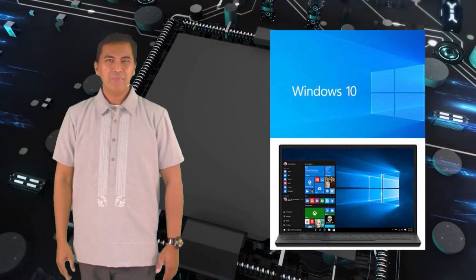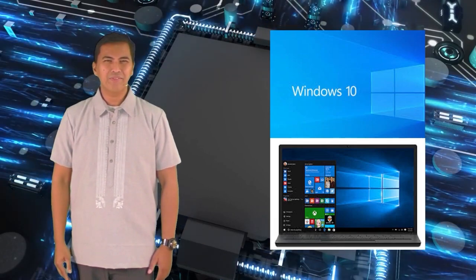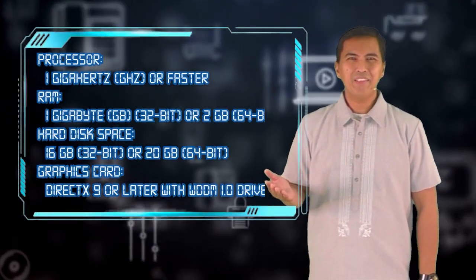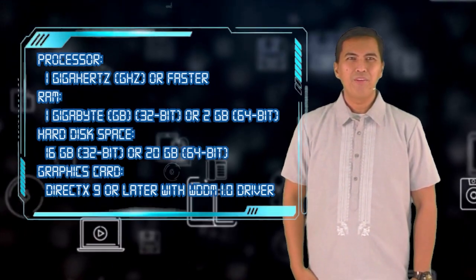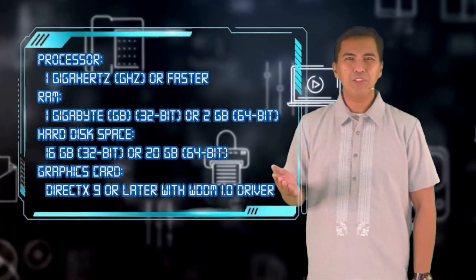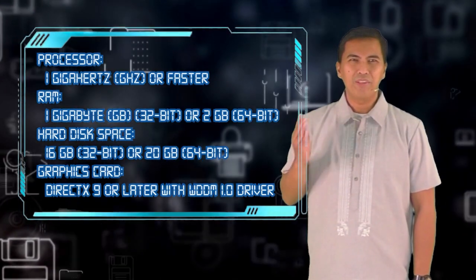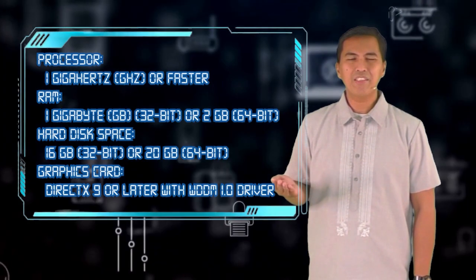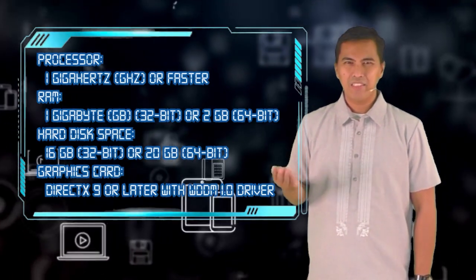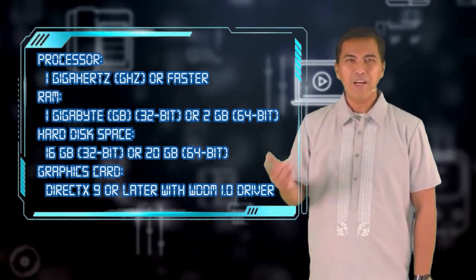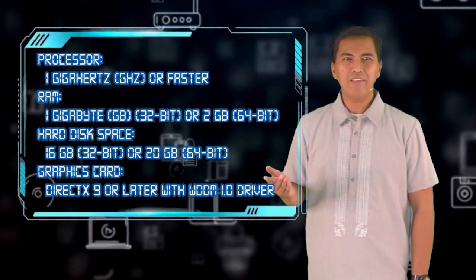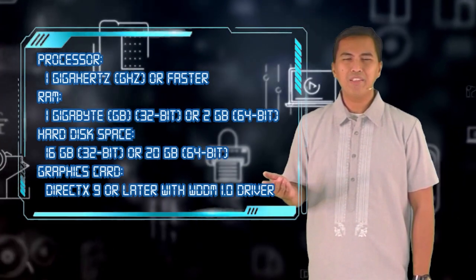If you want to install Windows 10 or 11 in your PC, you must know the system requirements of this OS. For Windows 10, here are the minimum system requirements for installation. Processor, 1 GHz or faster. RAM, 1 GB 32-bit or 2 GB 64-bit. For hard disk space, we have 16 GB 32-bit or 20 GB 64-bit. Graphics card, DirectX 9 or later with WDDM 1.0 driver.